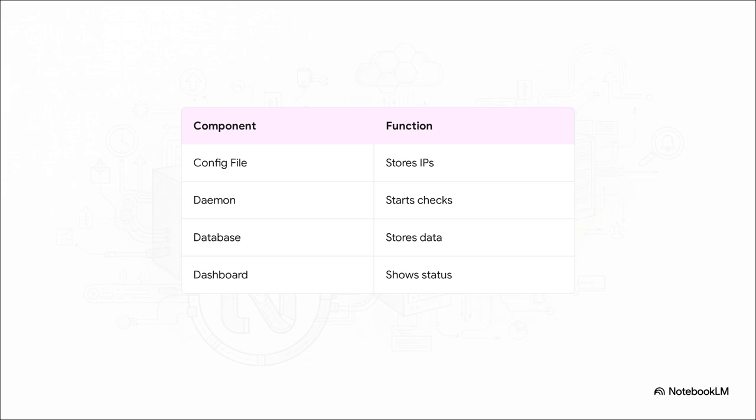Second is the daemon. This is the active engine that reads that config file and actually goes out and initiates the health checks. Third, we have the database, which securely stores all that locally collected status data. And finally, the web dashboard, which takes all that raw data and gives you a visual interface full of green, yellow, and red status indicators.